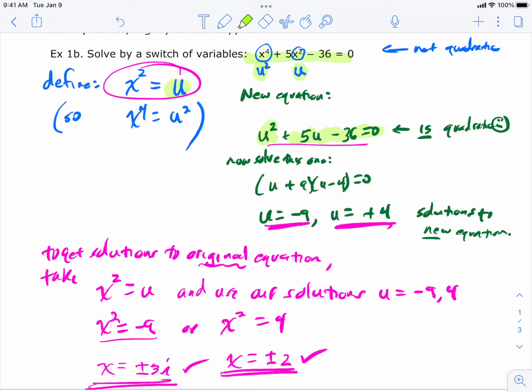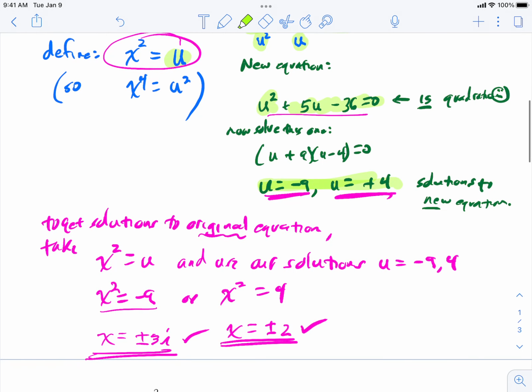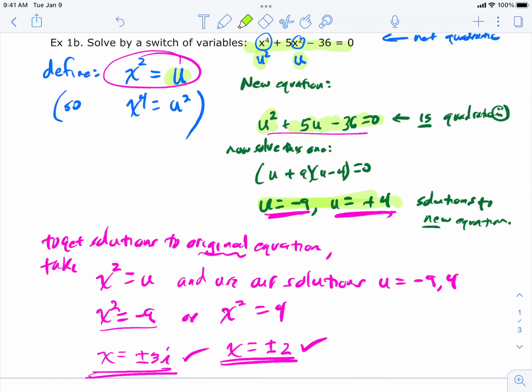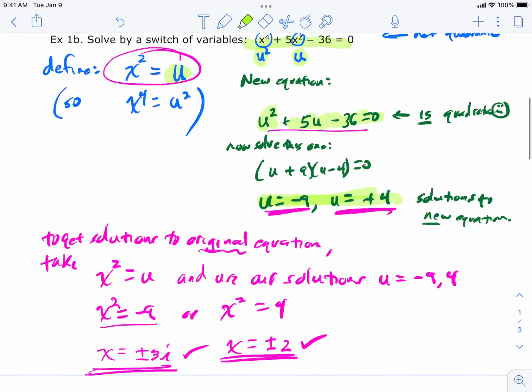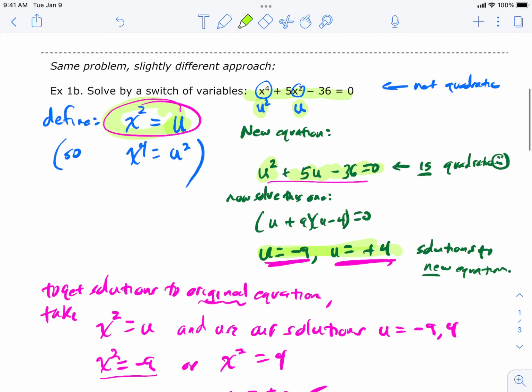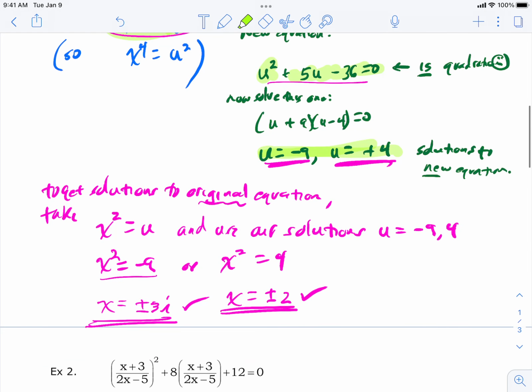The whole idea is that the new equation should be easier to solve because it's just quadratic. So I just solved the new equation. You just have to remember that once you've solved the new equation, what you're after is solutions to the original equation. So you have to go back to the part where you said u is x squared, and you use that with your solutions in order to get the x.